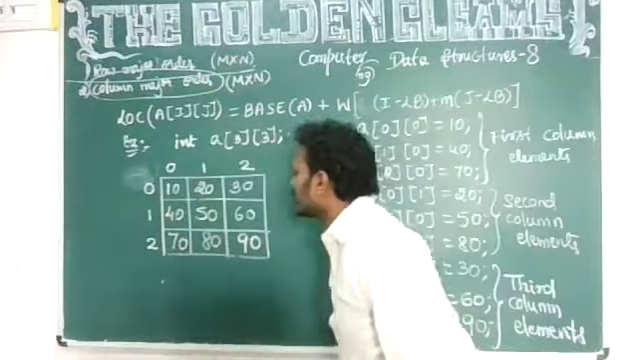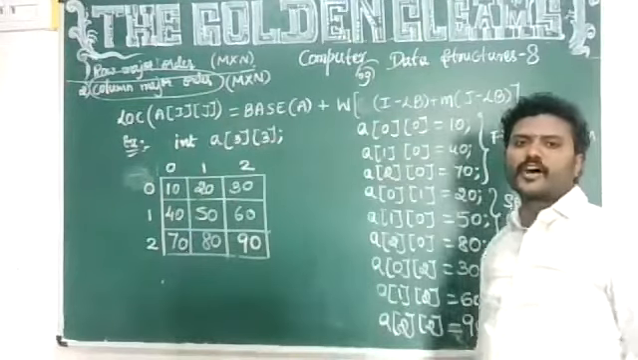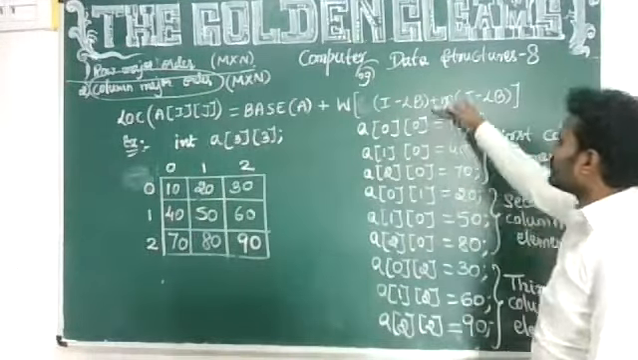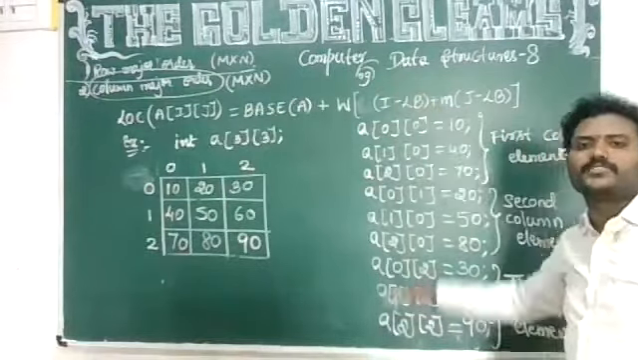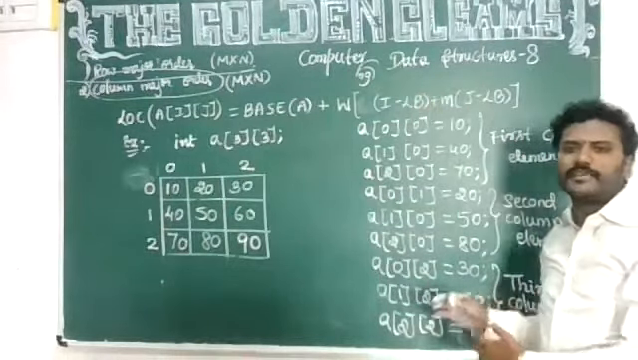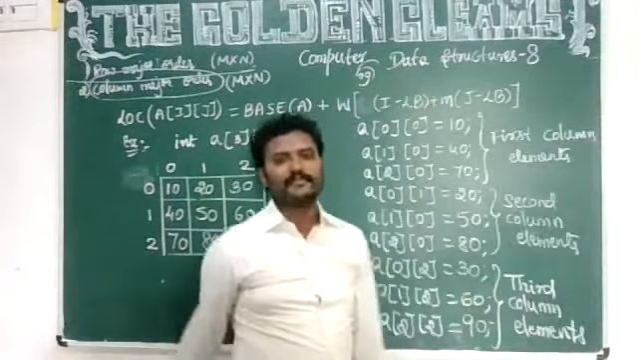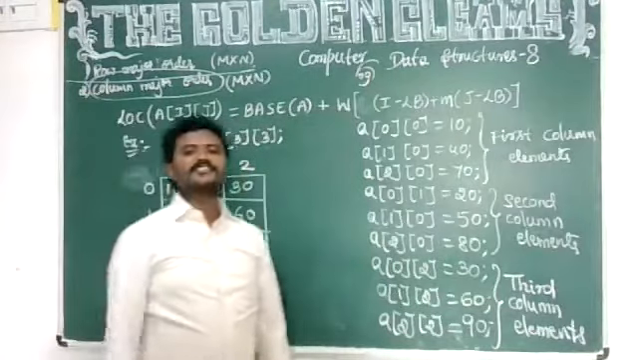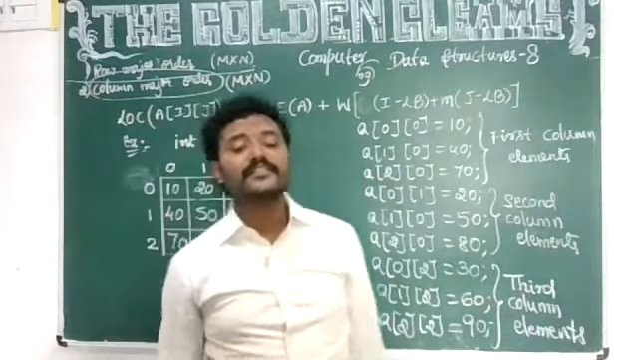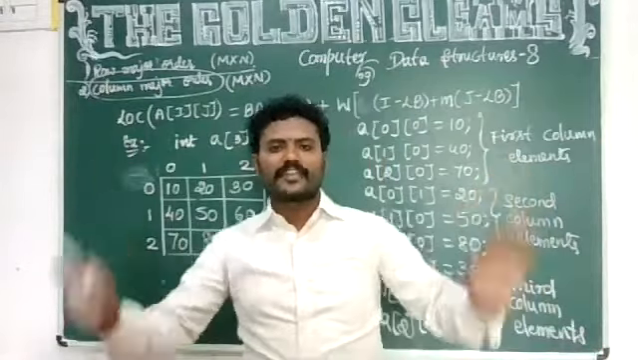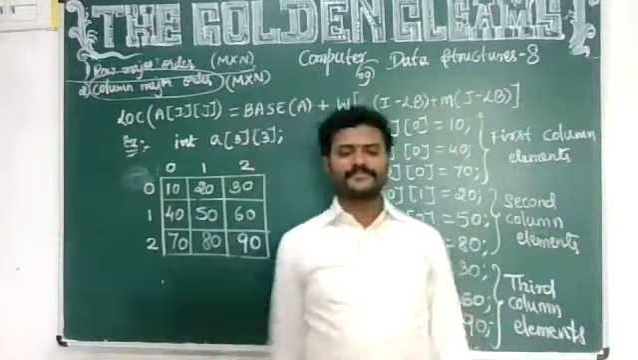And this is the diagram. You can represent the 3 into 3 order, total 9 elements, students. And this is called the column major order elements: first column elements, second column elements, third column elements, students. Is it clear? This is about your two-dimensional array memory representation.